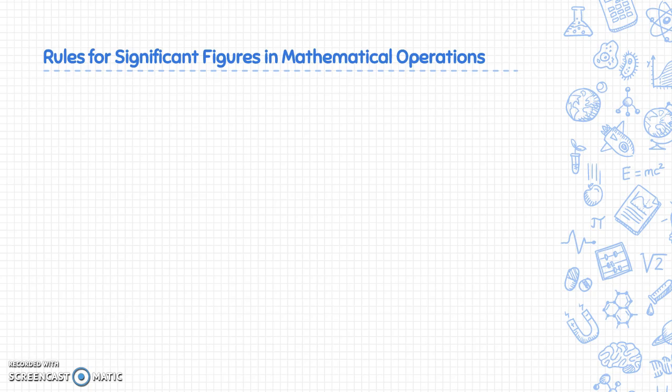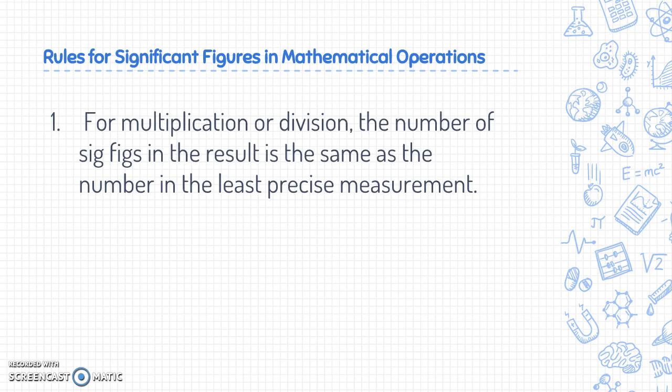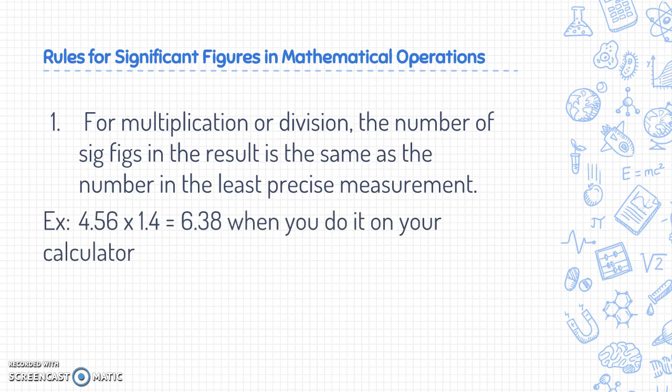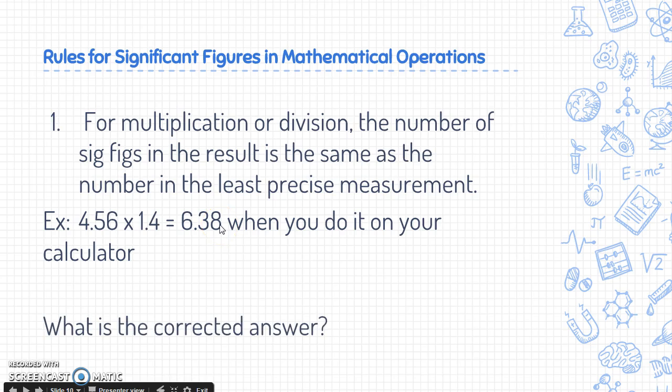The rules for significant figures in mathematical operations. When you multiply and divide, we look at the total number of sig figs. And the total number of sig figs in our answer would be the same as the number in the least precise measurement. So, for example, you have 4.56 times 1.4. If you do that on your calculator, you'll get 6.38. But our least precise measurement is the 1.4. We only have 2 sig figs in that measurement, which means that limits our final answer to 2 sig figs. So the corrected answer would be 6.4.